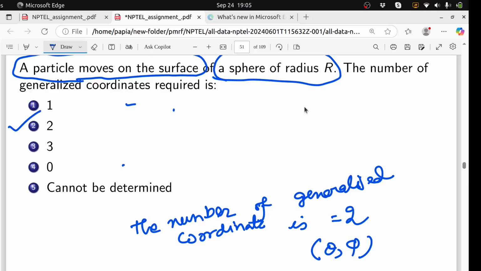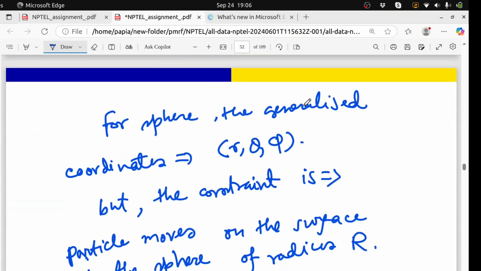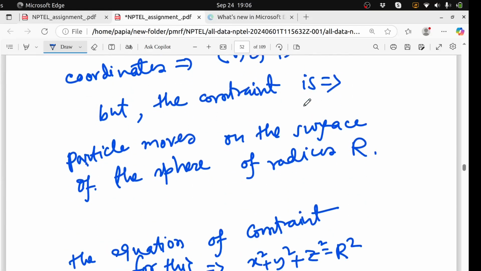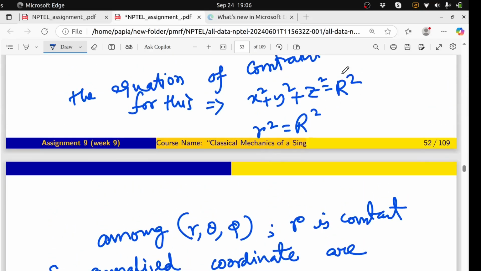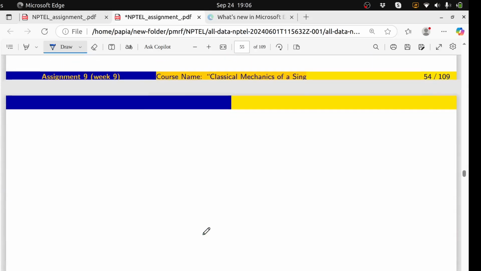Okay. So for this, what we have done, we have taken the particle moves on the surface of a sphere of radius r. The number of generalized coordinates required is. So basically for a sphere, we are having the coordinates r, theta, phi. But there is another constraint. The constraint is r square. The particle is moving on the surface. That means x square plus y square plus z square should be R square. That means r square should be R square. So r is constant. So the generalized coordinates will be theta and phi. Okay.